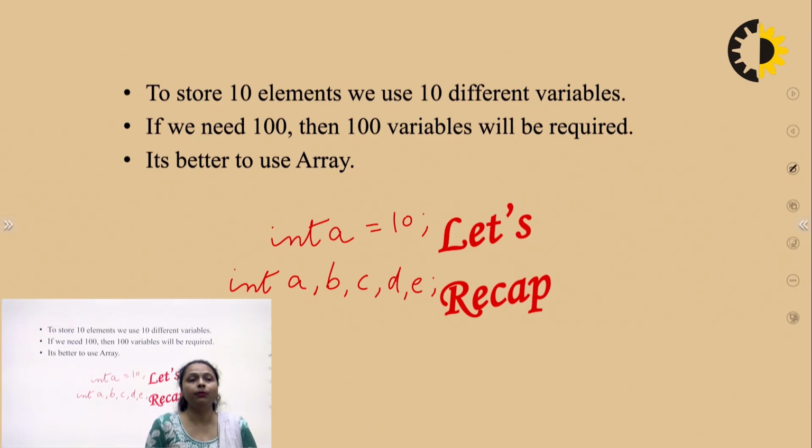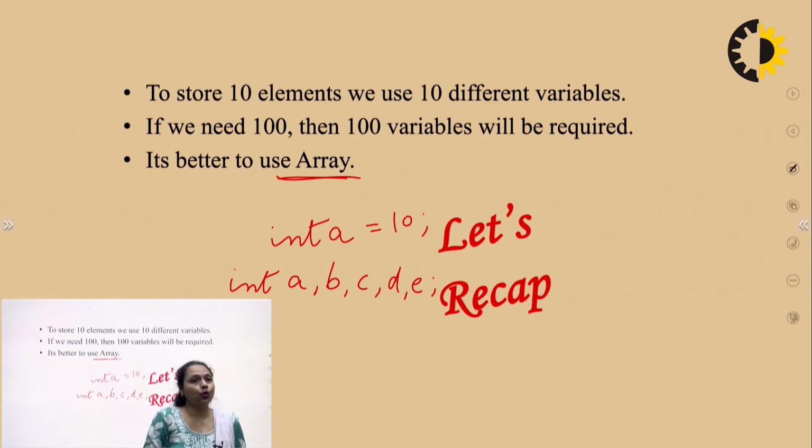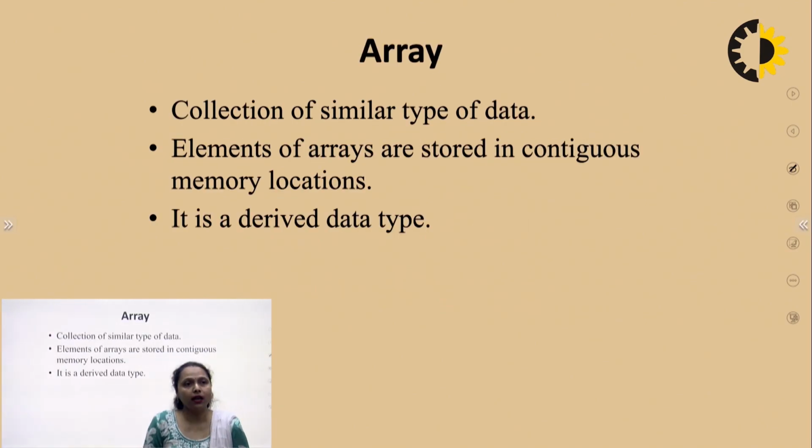But it will be quite easy for me if I can name that data set with a single name instead of naming each and every single value with different names. So arrays are used to store all those kinds of data with a single name. So here comes the definition.